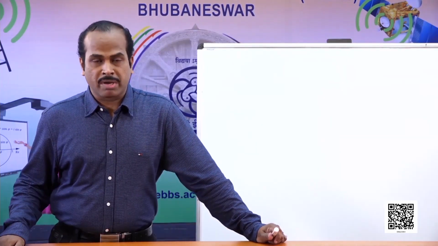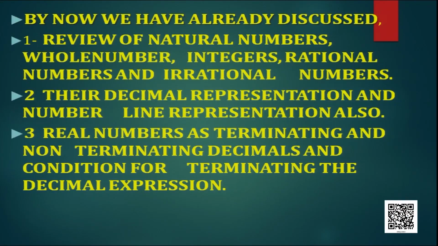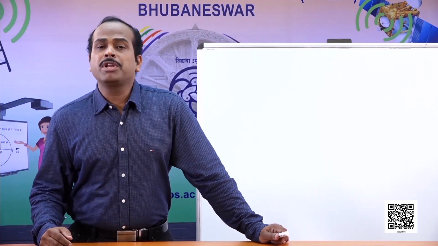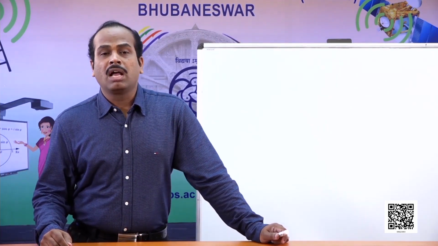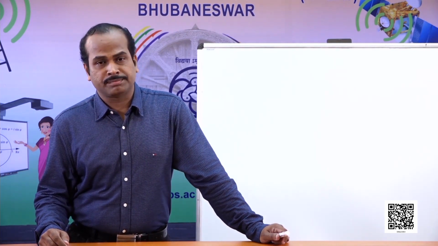Before these 4 sessions, we have already discussed a review of natural numbers, whole numbers, integers, rational numbers and irrational numbers. Their decimal expression, representation of their decimal values on the number line, real numbers as terminating and non-terminating decimals, condition for terminating decimal expressions. Along with that, we have also covered the operations of rational numbers and irrational numbers and rationalization of expressions whose denominators are in irrational form.